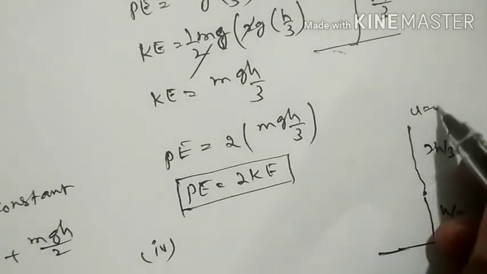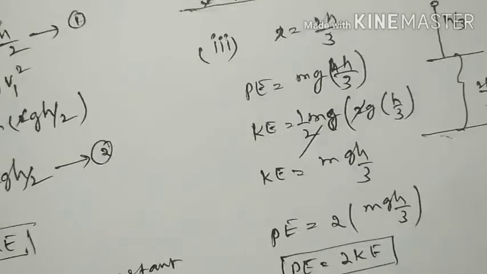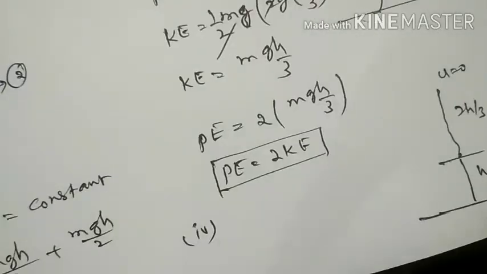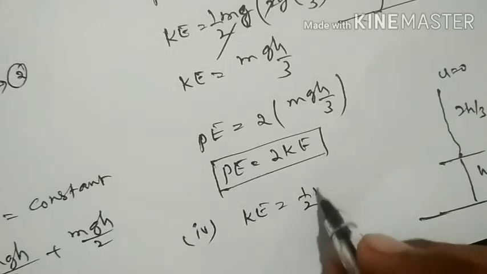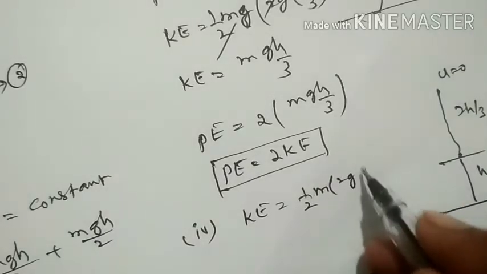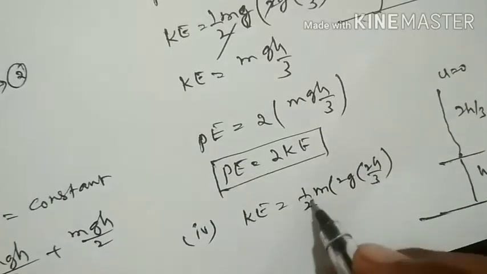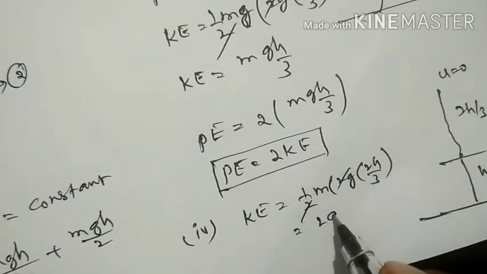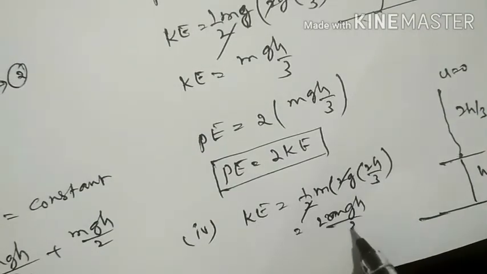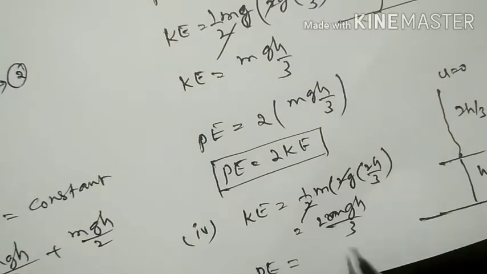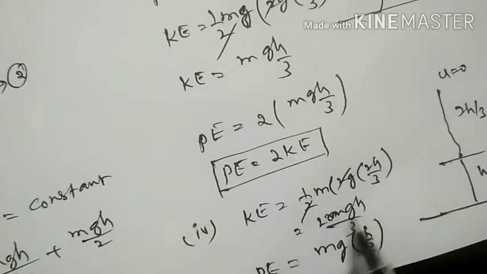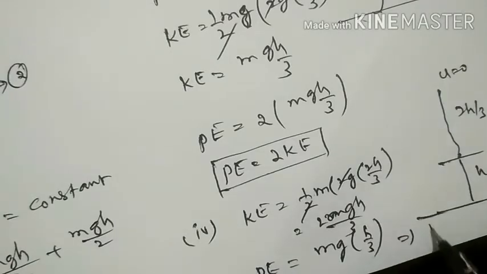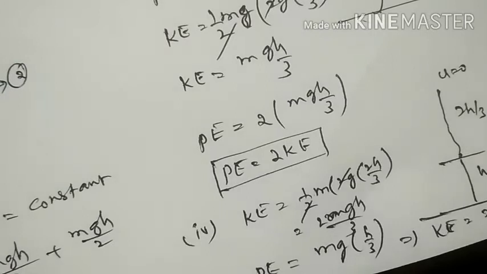The initial velocity is u equal to 0. You have to calculate the velocity at this point. Kinetic energy is half of m into v square, where v square is 2g into the distance travelled, 2h by 3. So this is 2mgh by 3. Potential energy is mg into h by 3. So kinetic energy is 2 times potential energy.